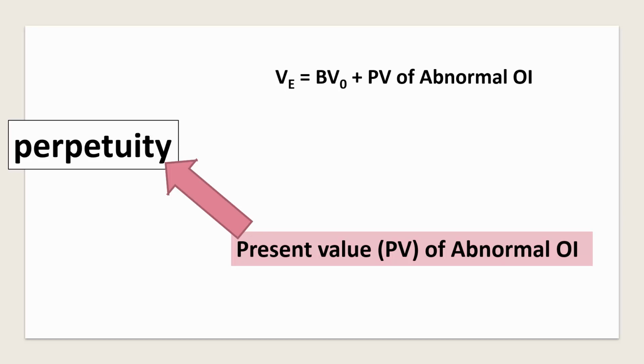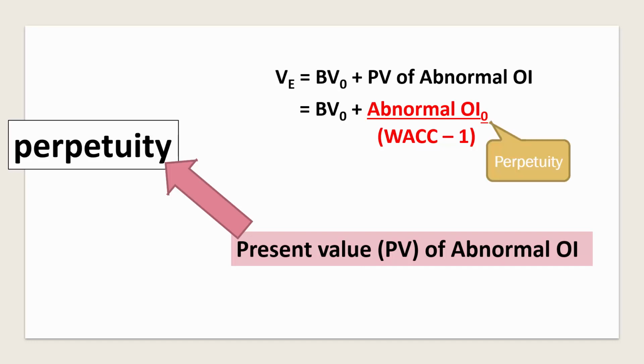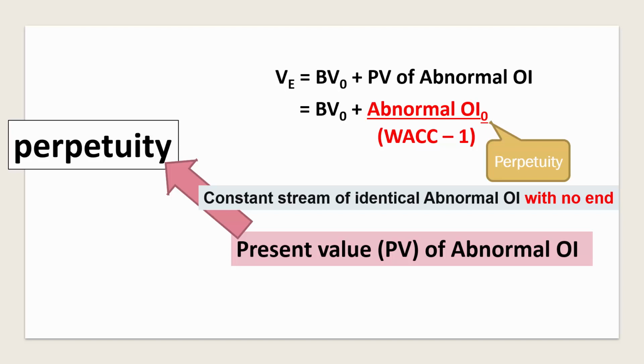And so our value of equity would be the book value of equity plus current abnormal operating income divided by the weighted average cost of capital, the cost of capital for operations. This is a perpetuity, which is the present value of a constant stream of identical amounts of abnormal operating income for eternity.